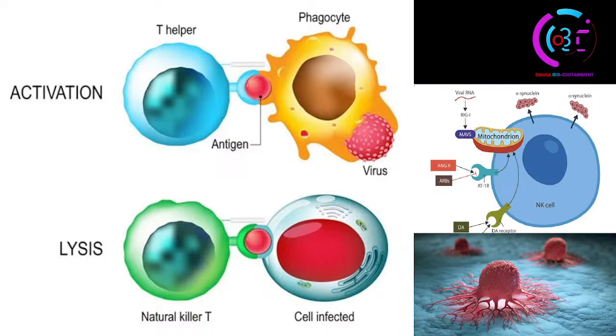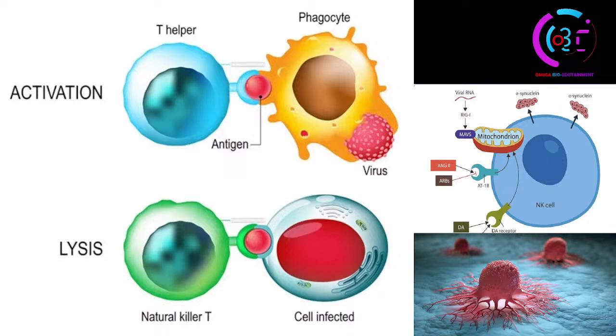Then, apart from inflammatory response, another thing that they do is trigger what is called opsonization. Natural killer cells have the ability to trigger opsonization. And what is the meaning of opsonization?